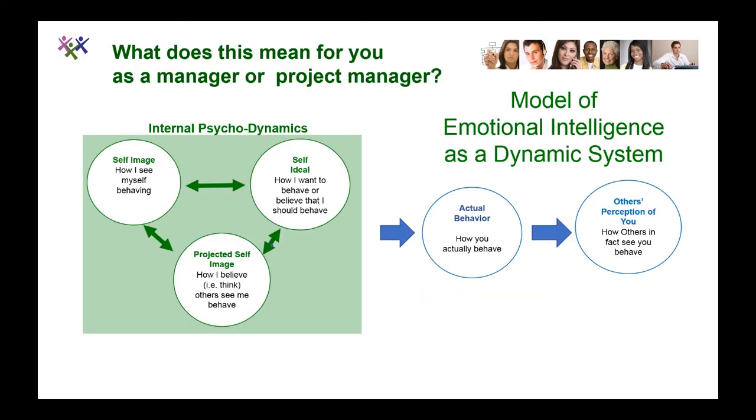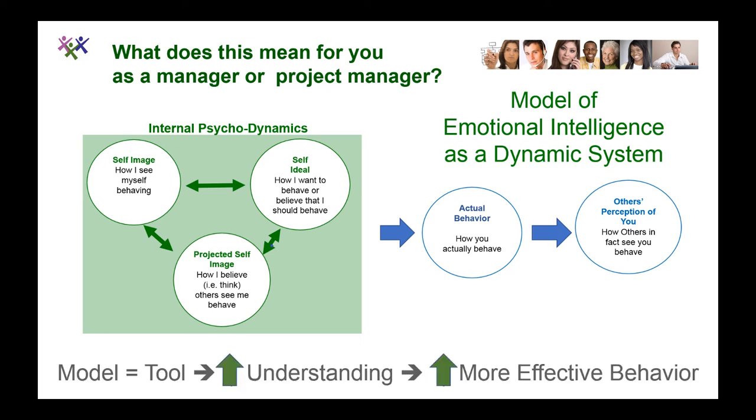So now we have a model of what emotional intelligence is as a dynamic system, as a system which is constantly adapting and guiding us and allowing us to behave when we interact with other people at work, in our personal lives, and in our family lives. And that means we have a tool, a way of understanding behavior, and a way, therefore, of using that tool to increase our effectiveness, our ability to get what we want, our ability to deliver what we need to deliver at work, our ability to interact effectively with other people.